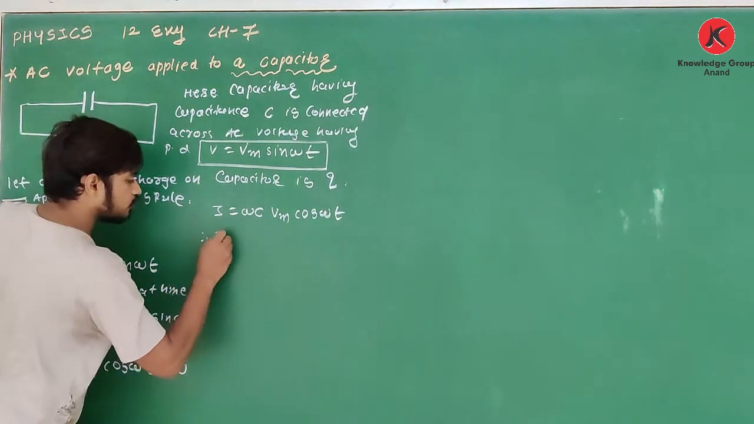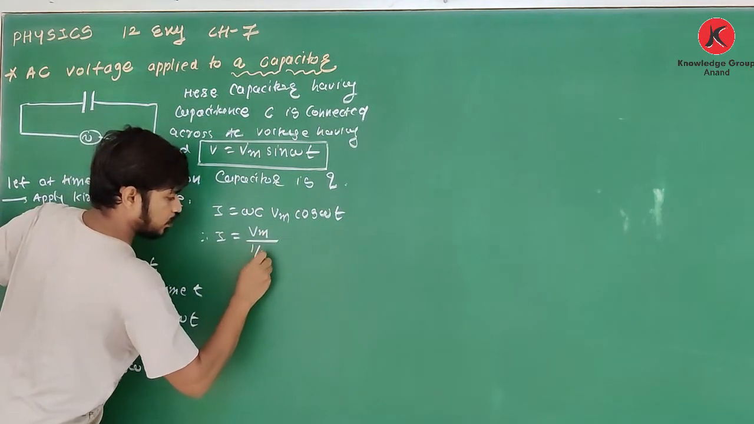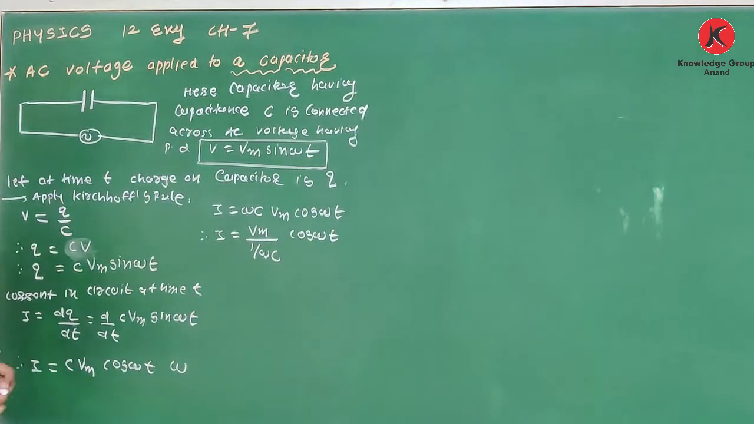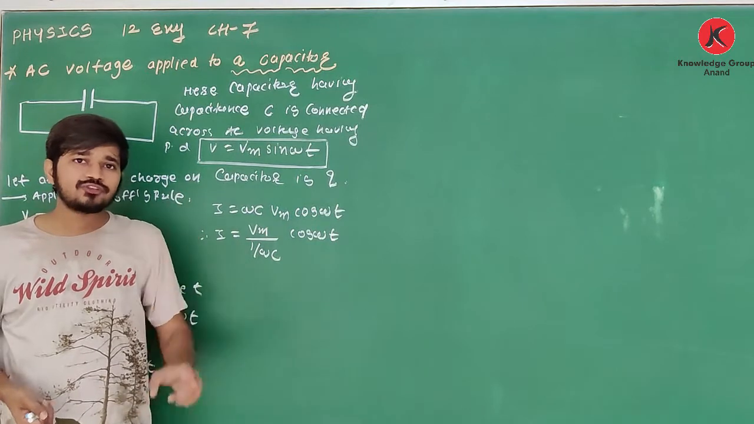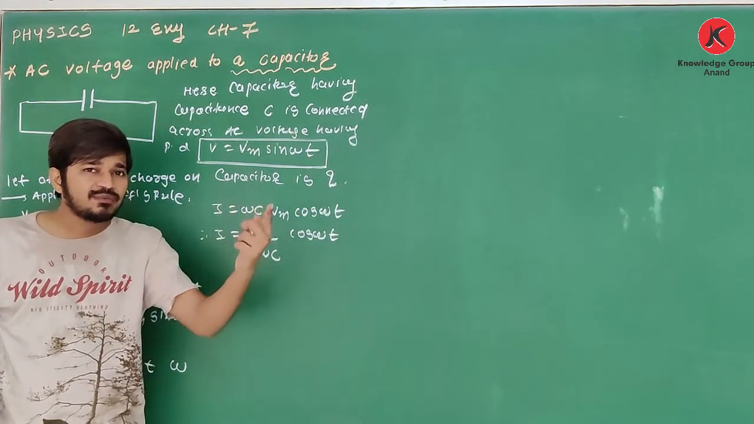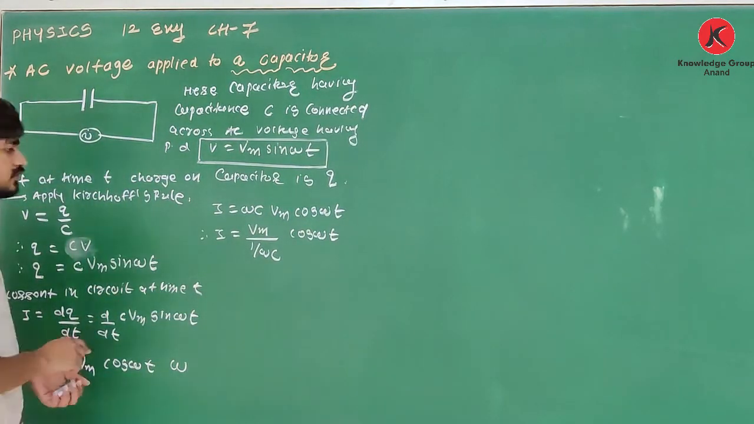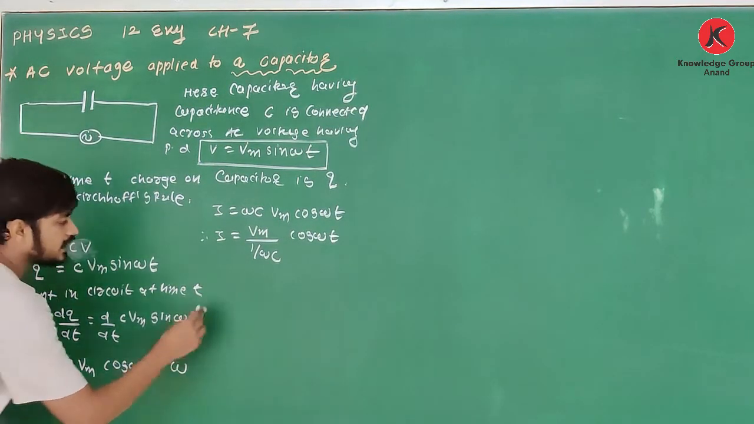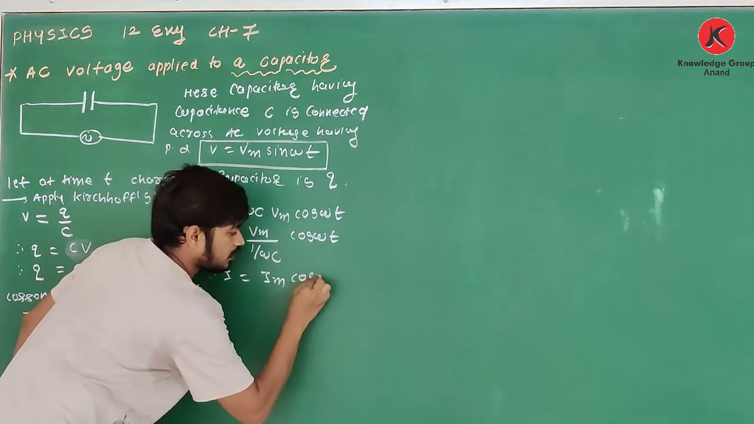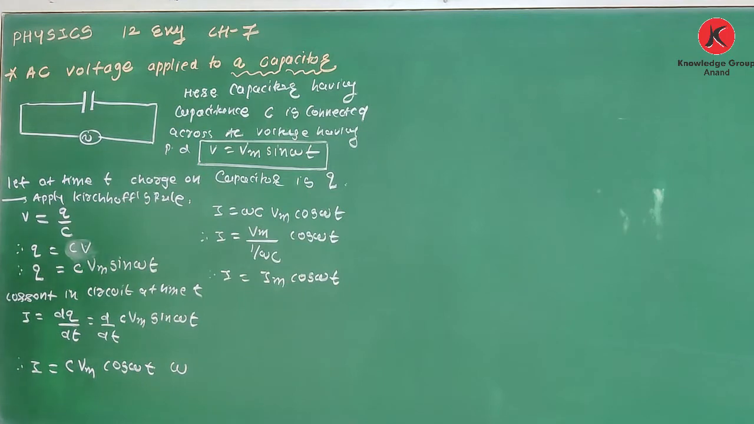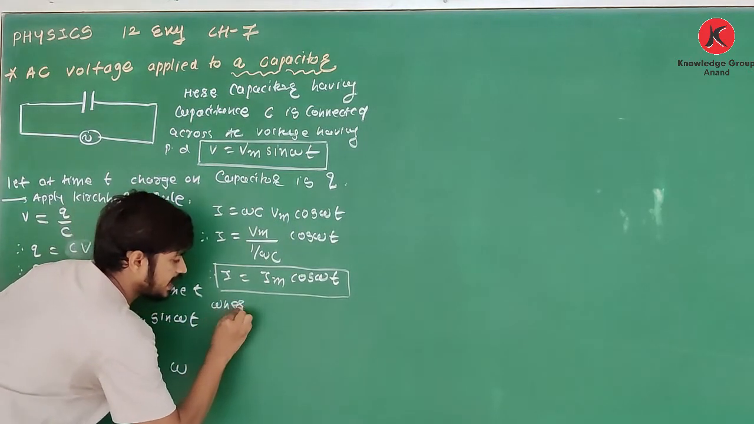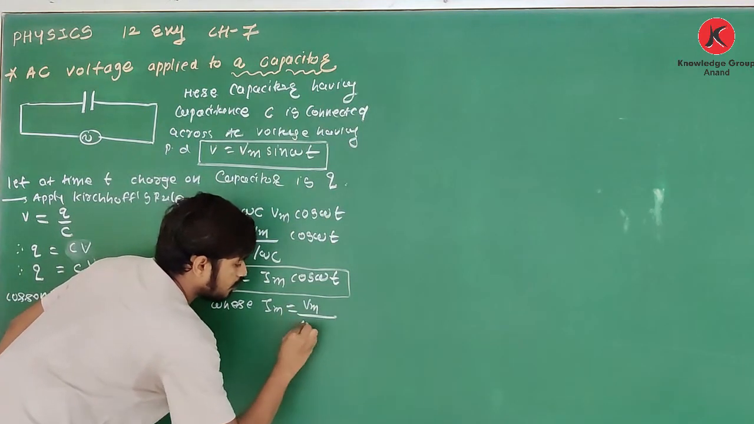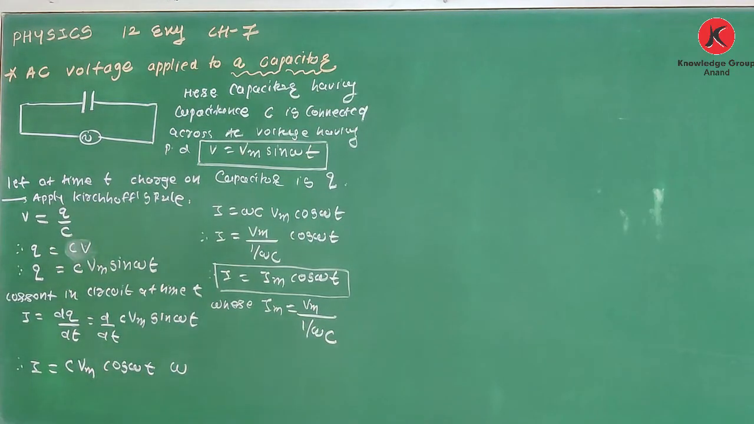Any doubt? Okay. I can also write this equation as I is equal to Vm times 1 upon omega C, cos omega t. Now why write like this? Because we have to compare these theories. Remember, first theory I is equal to Vm upon R. Second theory I is equal to Vm upon omega L. So here we have to make the same form, that is Vm upon 1 upon omega C, cos omega t. So I can write this equation as I is equal to Im cos omega t, where Im is equal to Vm upon 1 upon omega C. Clear about this?